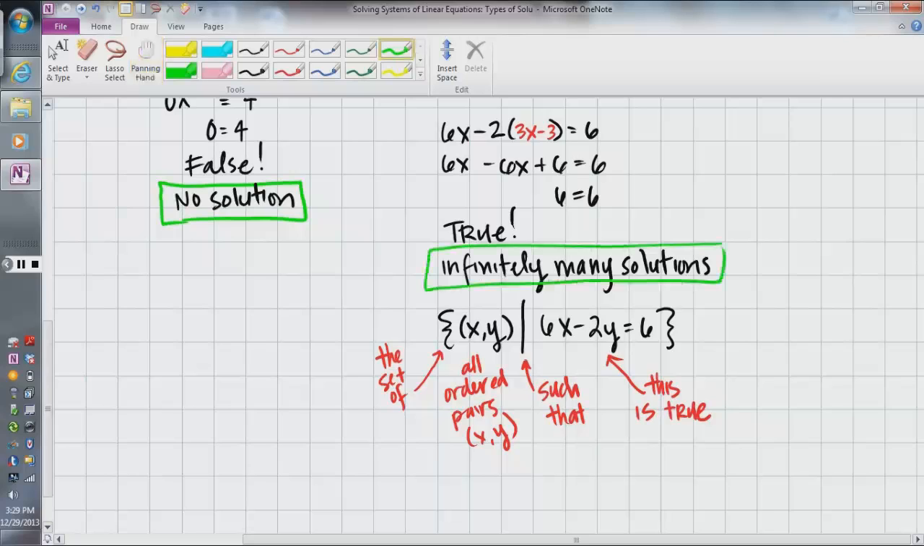And if you want to be more specific, and I encourage you to be more specific, we can write it up in set builder notation. When you see these little squiggly braces here, that means we're writing a set of answers. The set of all ordered pairs (x, y), this vertical line here means such that, and then you state a rule. In this case, we're talking about all ordered pairs that satisfy this equation, or all ordered pairs that make this equation true.